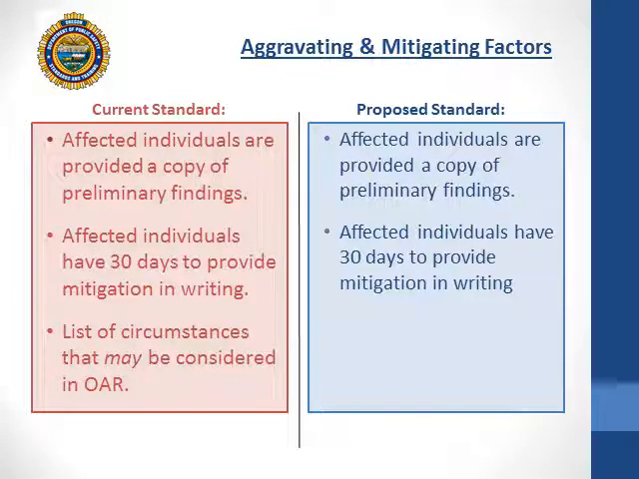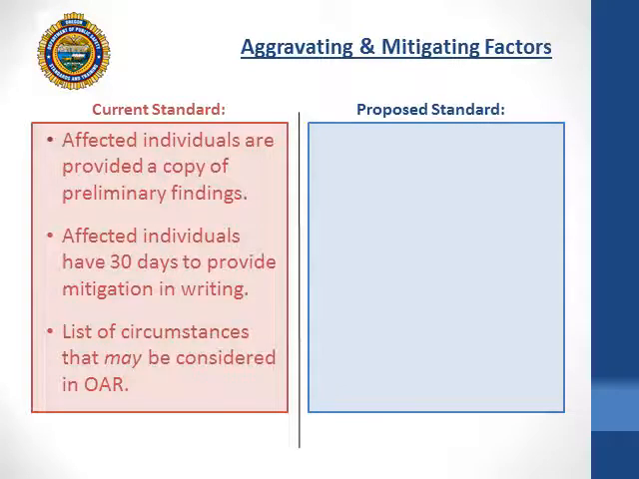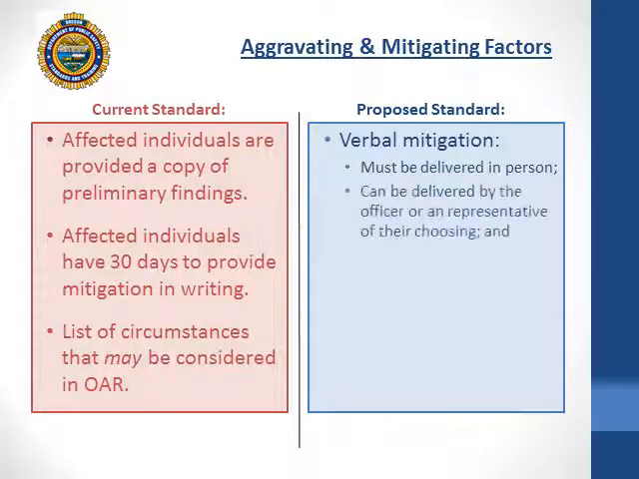The affected individual will also be given an opportunity to make arrangements with DPSST to provide mitigation verbally and in person to the policy committee. Verbal mitigation must be delivered in person, can be delivered by the affected individual or a representative of their choosing, and will be limited to 5 minutes. It's important to note that this will not be a question and answer session. The policy committee members will hear the mitigation presented and will move forward through their review process based on the information provided.